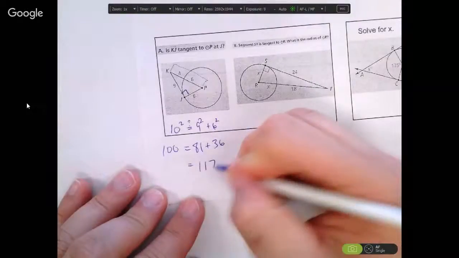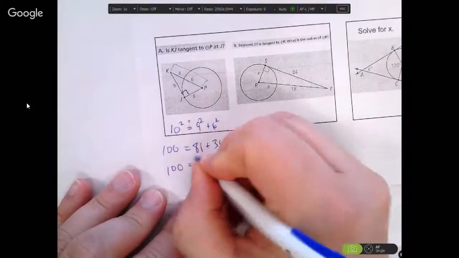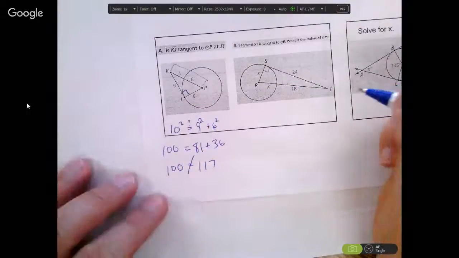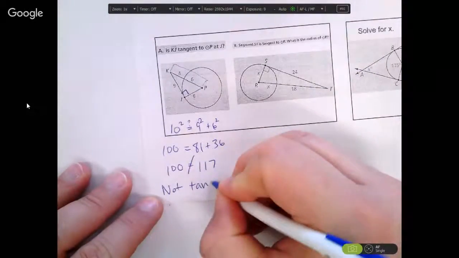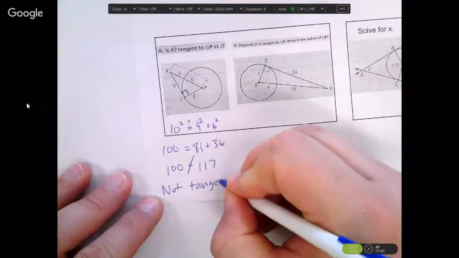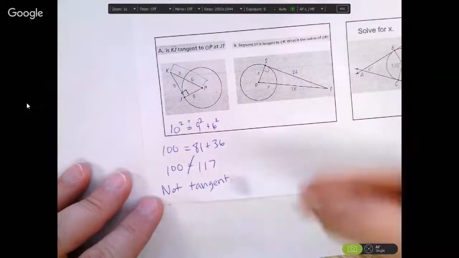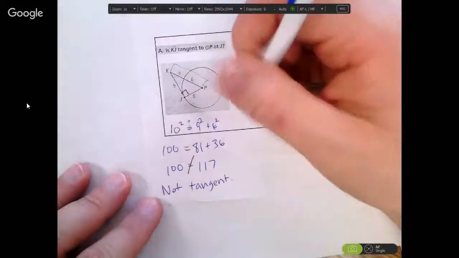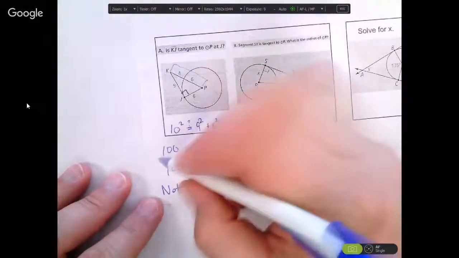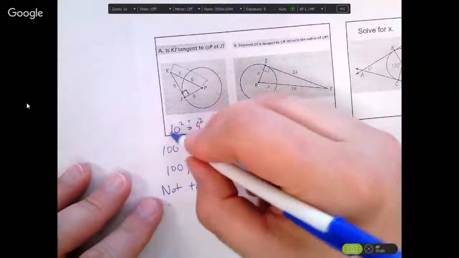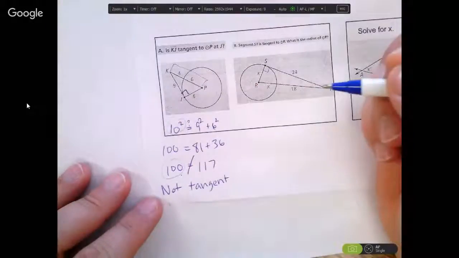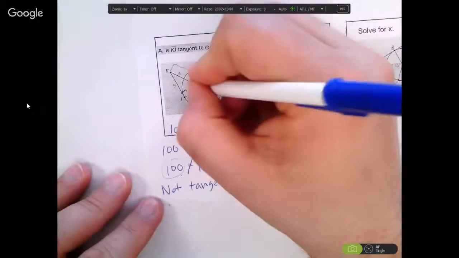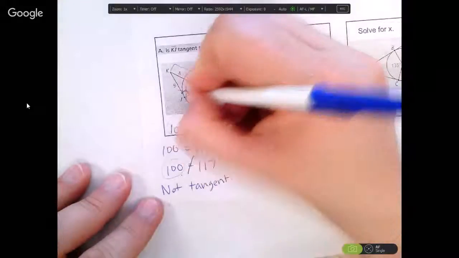117, is that what you said? Yeah. And 100 does not equal 117, so what do we say? Not a right triangle. And I like that she said that it's acute. We learned it's all about the hypotenuse. If the hypotenuse is small, then that triangle is actually acute. So I shouldn't have written that 90 degrees on there because that's not right.